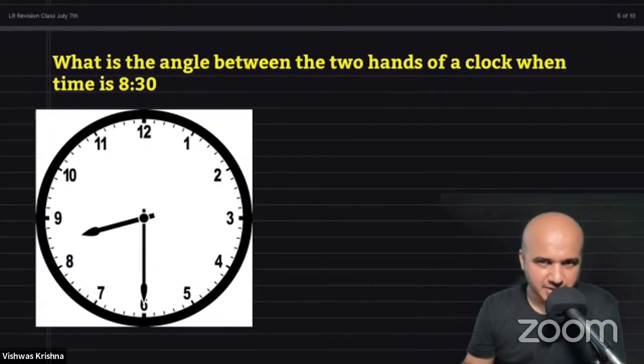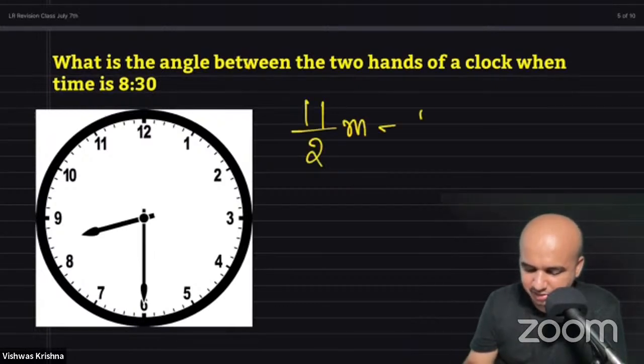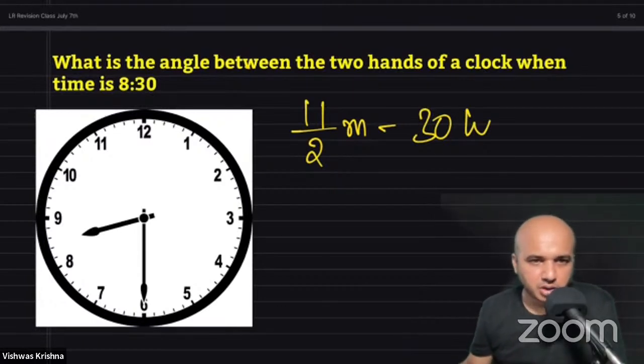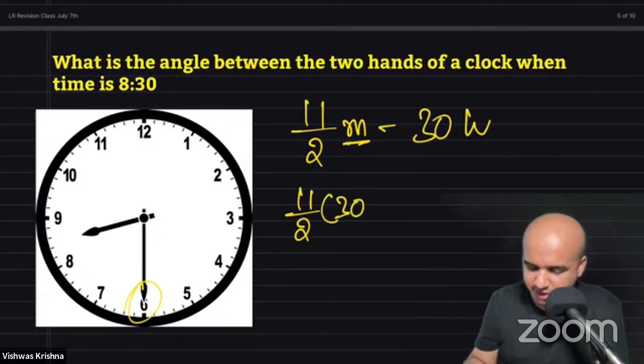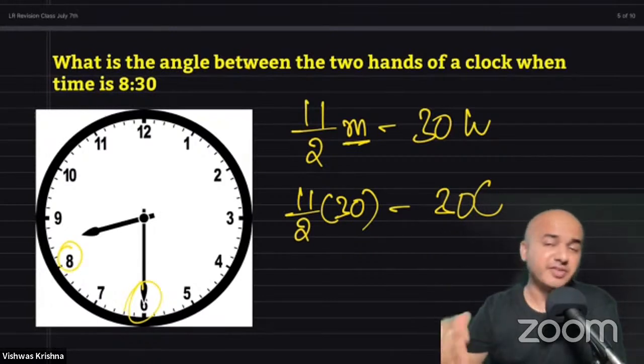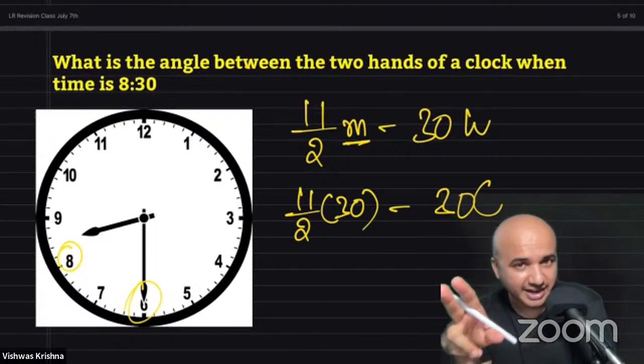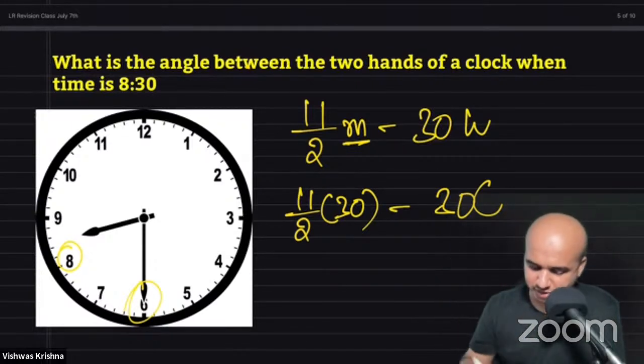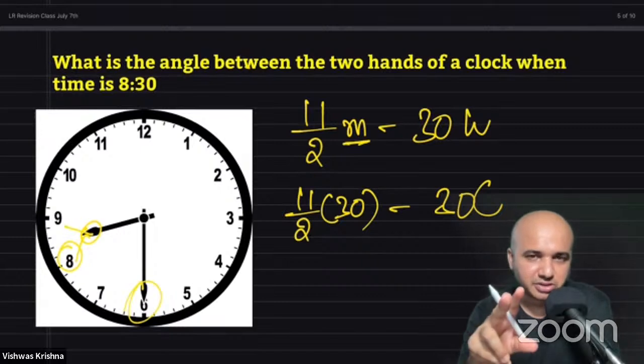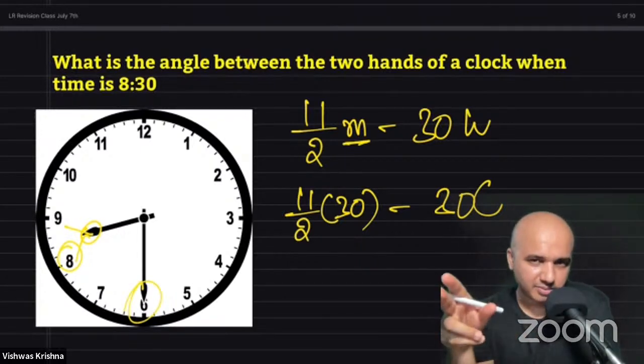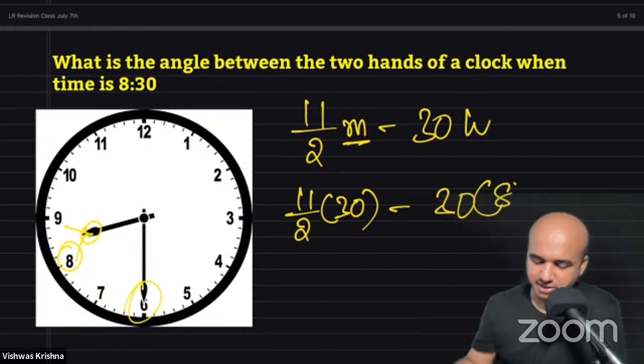Once again, we have to use the same formula, that is 11/2 m minus 30h. Now, as in the previous problem, here also the minute hand is at 6. That means 30 minutes. So 11/2 into 30 minus 30 into which hour is this? 8th hour. If it is 8:30, it is 8th hour. Even if it is 8:55, remember, it will still be 8th hour. That is one thing which you should be clear about. It's not about which hour it is closest to, 9 or 8. That doesn't really matter. All you have to do is ask yourself, which hour is this? Is it 8th hour or the 9th hour? It is 8th hour. So we'll write 8 instead of h.